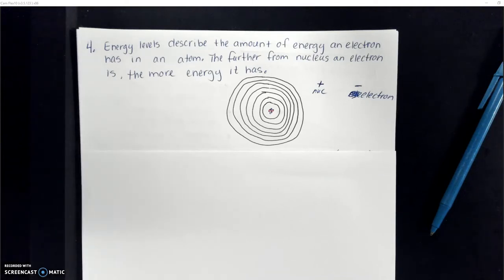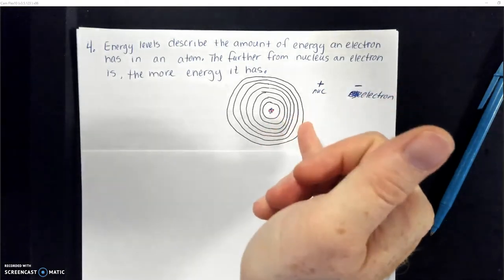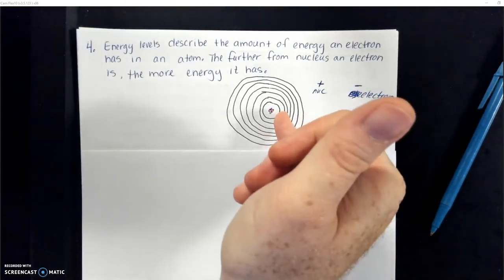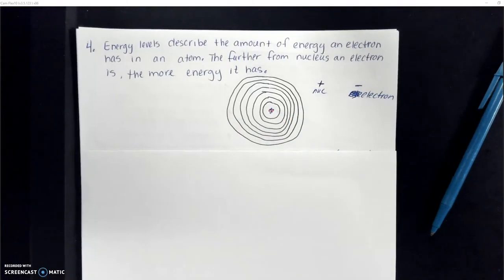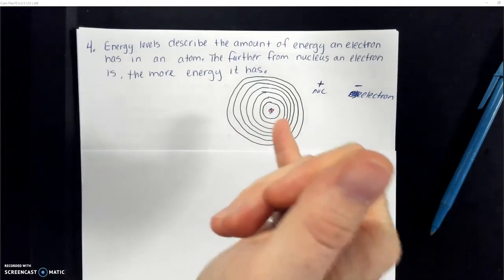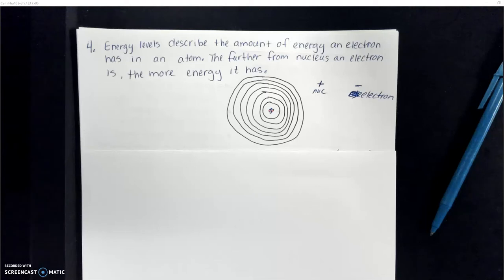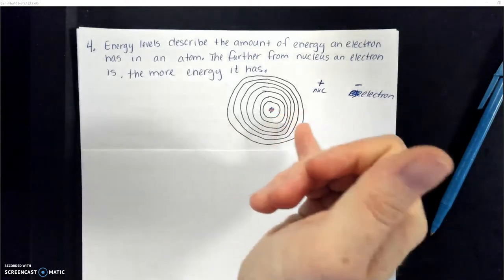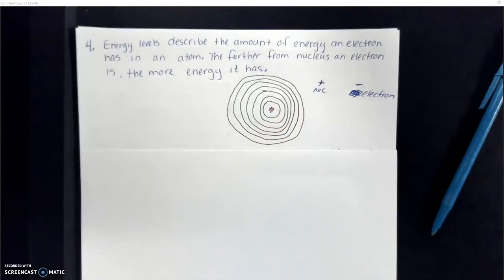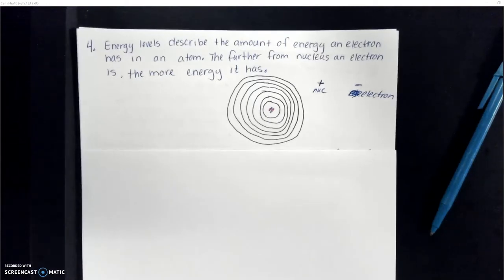Alrighty? So electrons have more energy the further away they are, and less energy the closer they are to the nucleus. That's why they're called higher energy levels when you go further out. You can move an electron from one of the lower energy levels to the higher energy levels, like setting it on fire or zapping it with electricity.